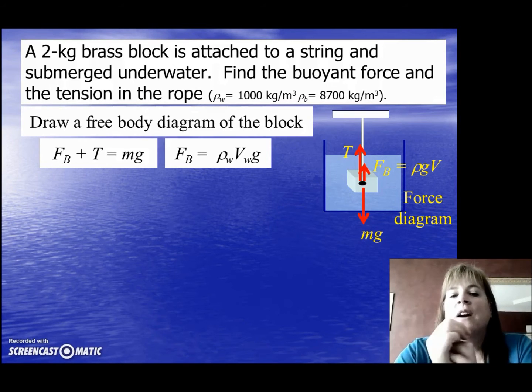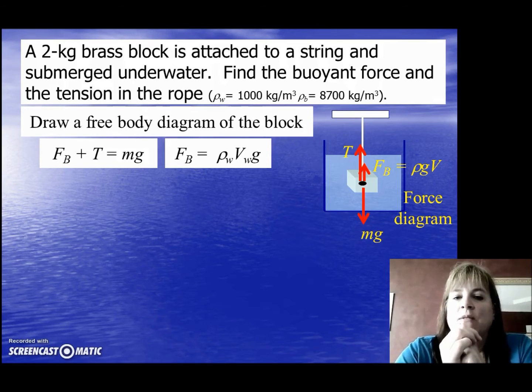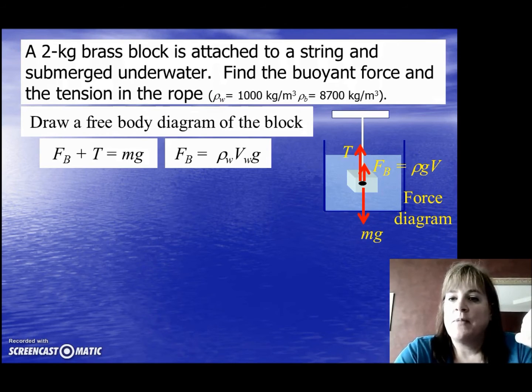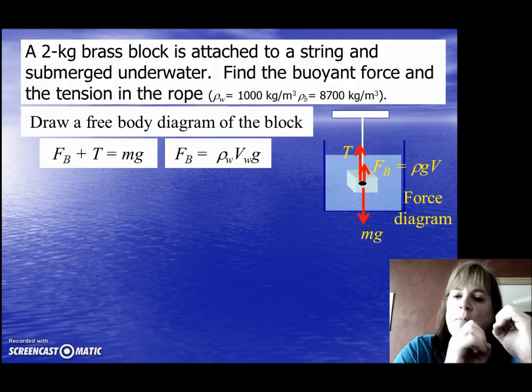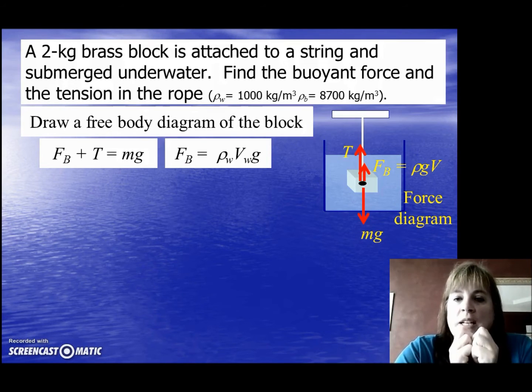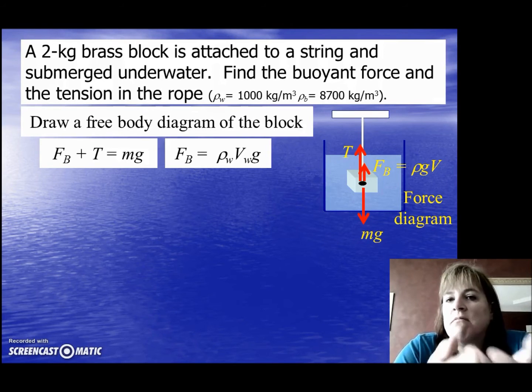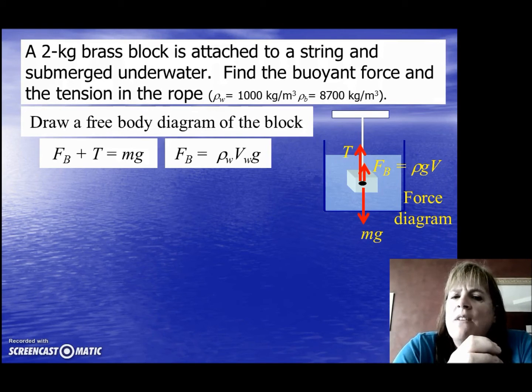So we have the buoyant force plus the tension force has to equal the weight. Now, we need to find the buoyant force first before we can find the tension. We know that the equation for the buoyant force is the density of the water that's being displaced times the volume of the water being displaced times the acceleration due to gravity. Remember, it's all about the weight of the fluid displaced. Now, I know the density of the water, right? That's given.